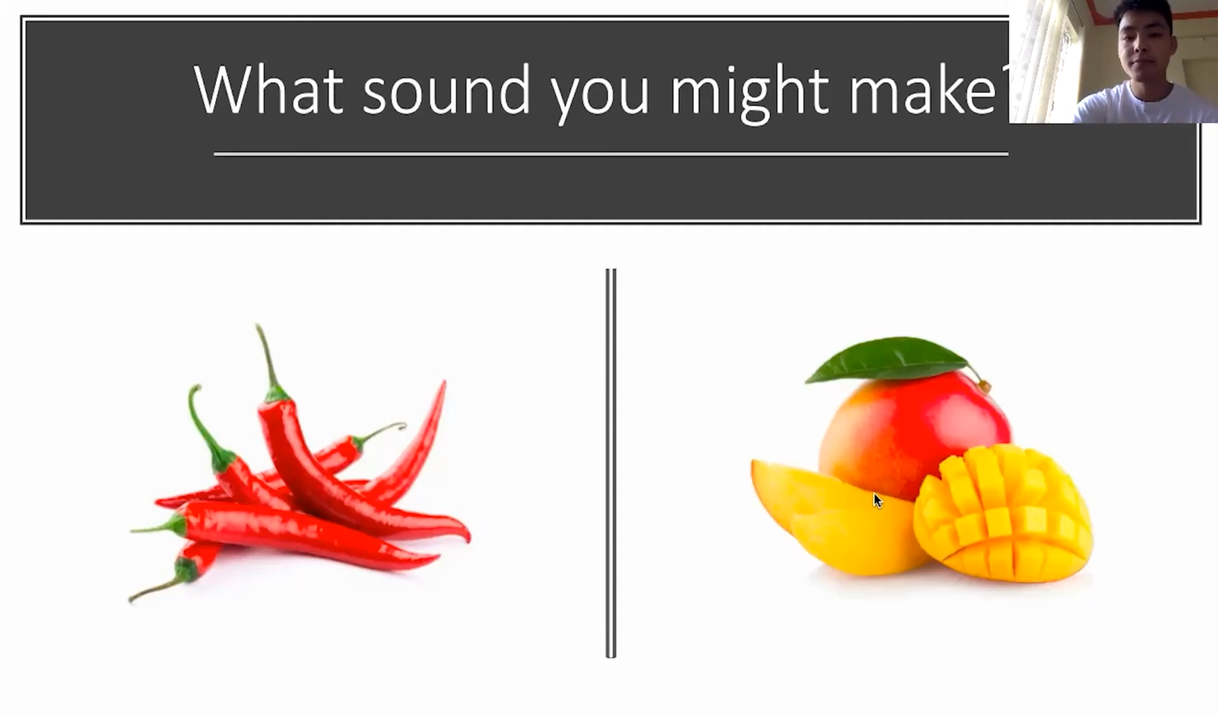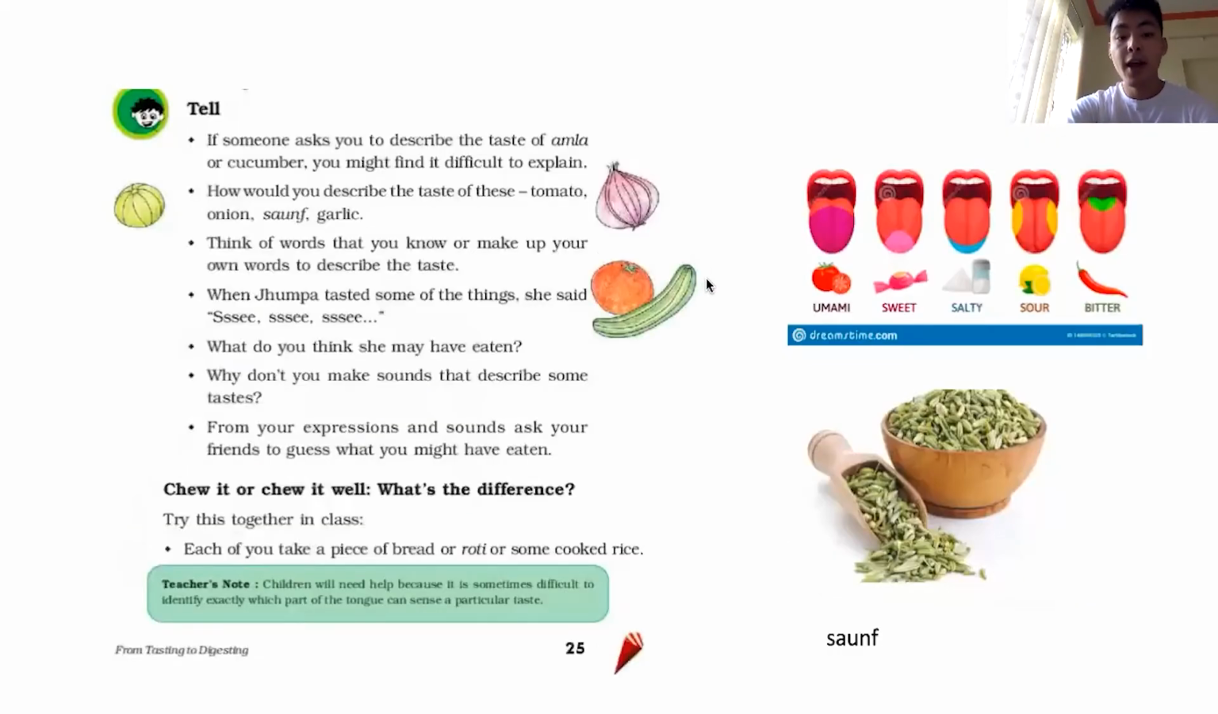So like that, the third line says to think of words. Earlier, with the chili, it was spicy or chili, or make up your own words to describe it. Okay, let's take this one. Jumpa, her sister and her mother tasted some things, and she said something. What do you think she may have eaten?